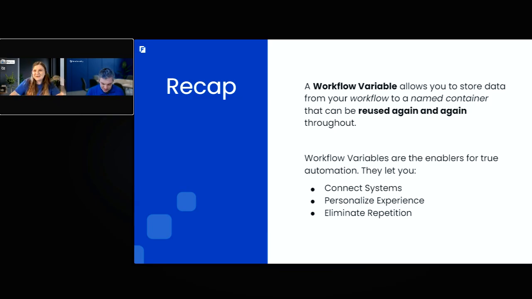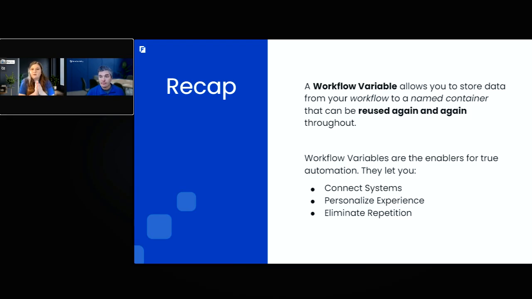So before we get into the questions, I just want to do a quick wrap up. A workflow variable allows you to store data from your workflow in a named container that can be reused again and again throughout the entire workflow. And that can include your respondent data or any of those workflow connector data. So they're really versatile. And workflow variables are true enablers of automation.